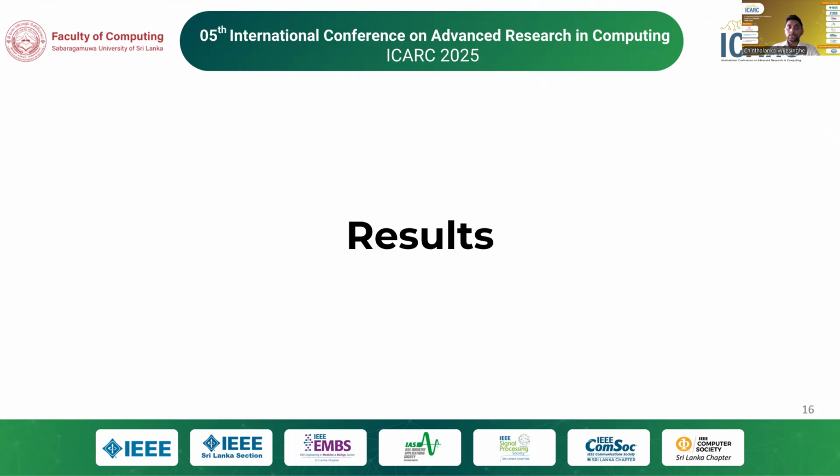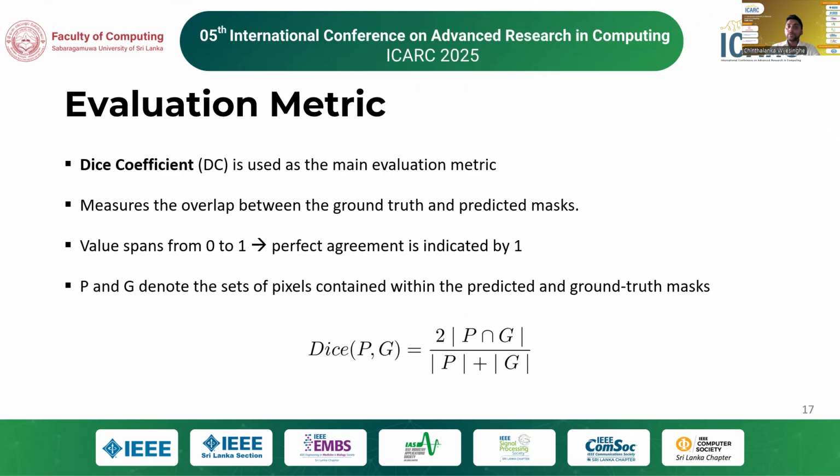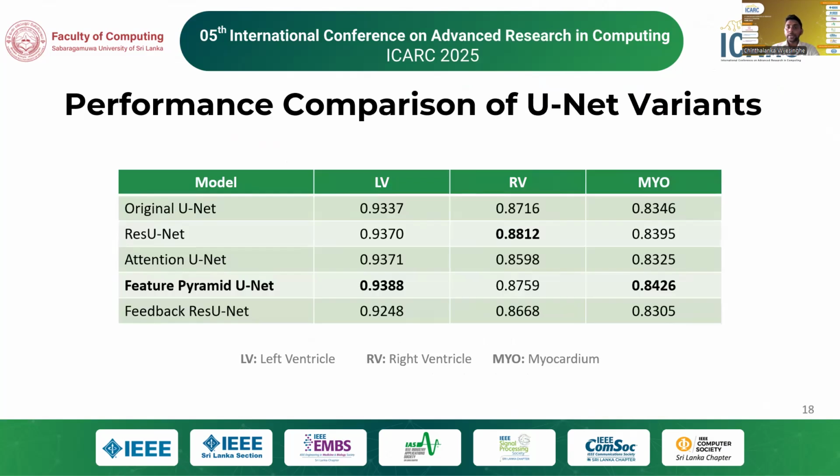Now let's look at the results of this study. As the main evaluation metric, the dice coefficient was used to assess the performance of the 5 unit variants. It measures the overlap between the two sets, and its values span from 0 to 1, with a perfect agreement indicated by a score of 1. The original unit demonstrated robust performance across all the categories, offering a strong baseline due to its simplicity and balanced design. The residual unit achieved strong performance, especially in right ventricle segmentation, where it recorded the highest dice score.